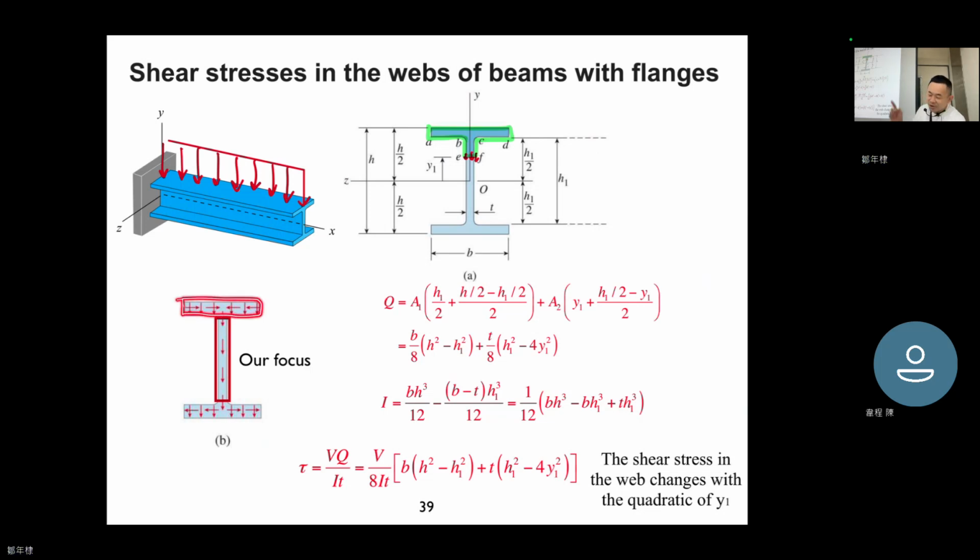This part, no. Because you can imagine that if your loading is here, just like this, the shape at the top is called, should be, flanges? And this is called web. Well, we only can focus on web. We cannot focus on flange.